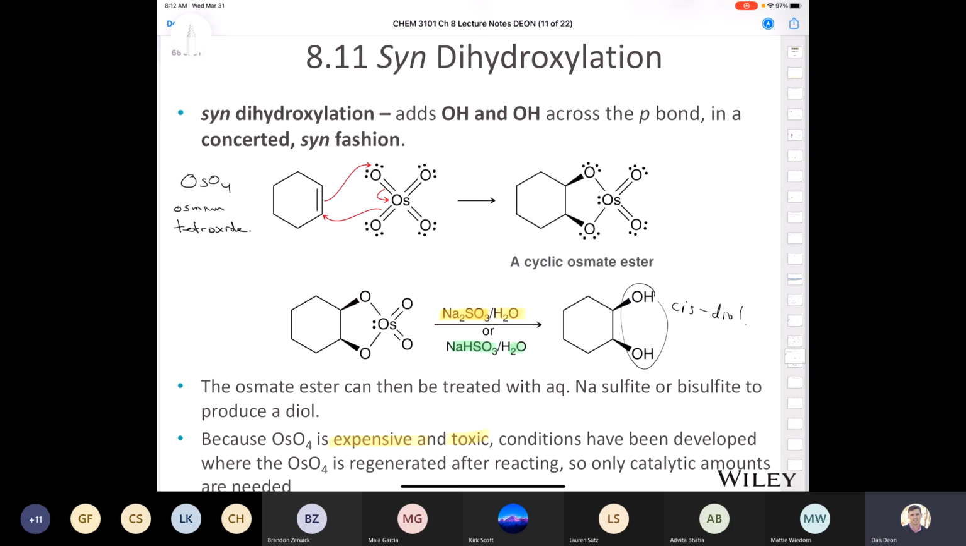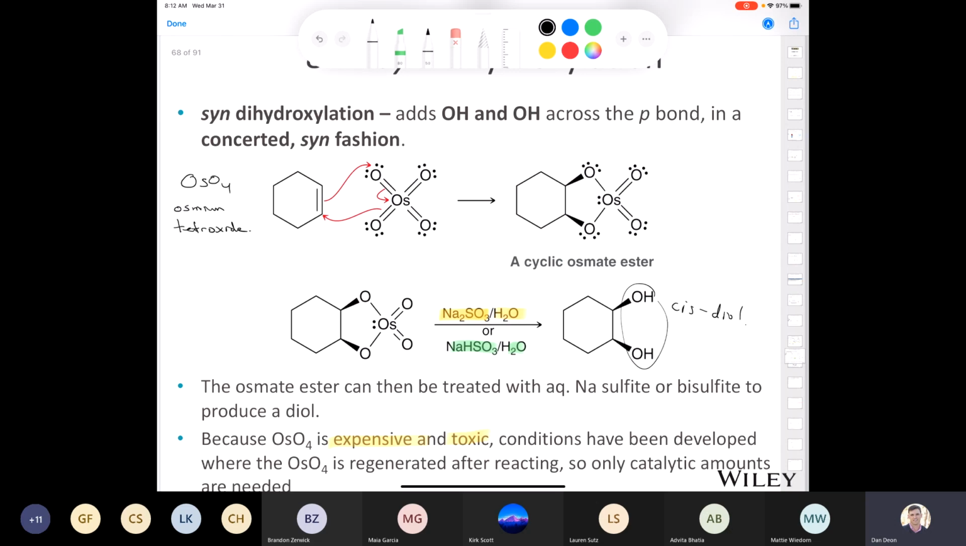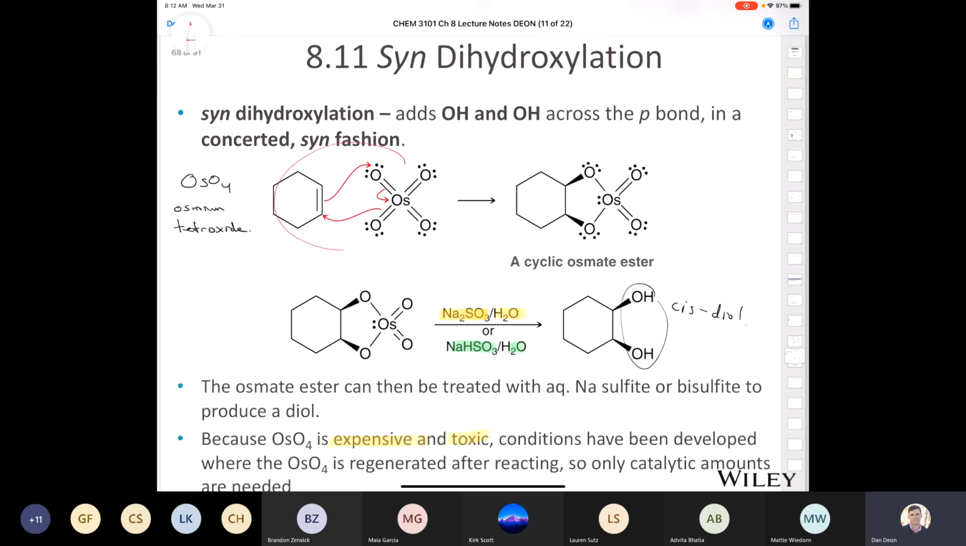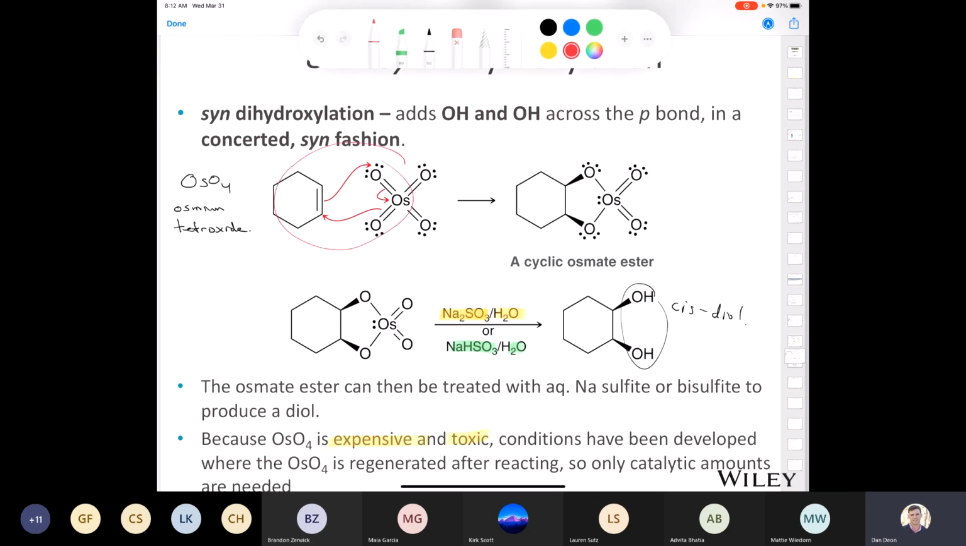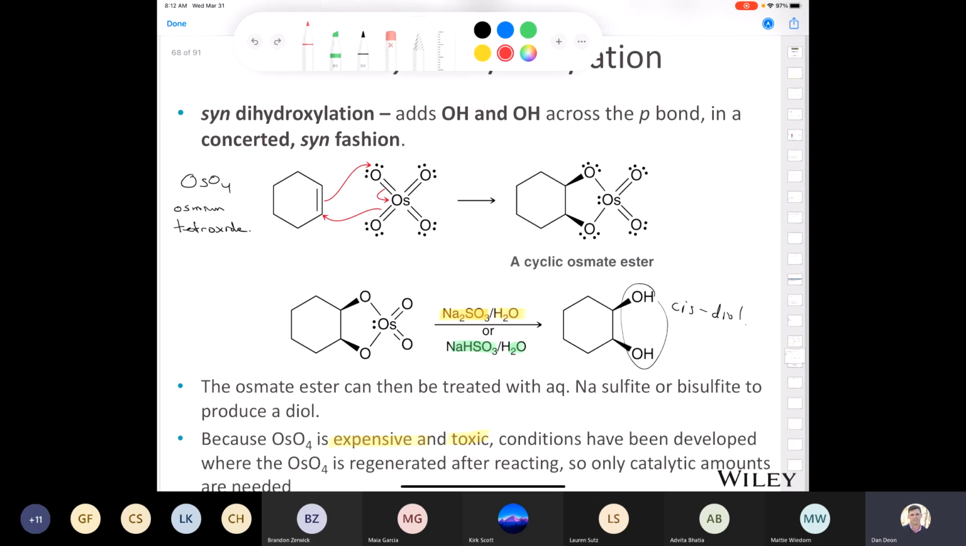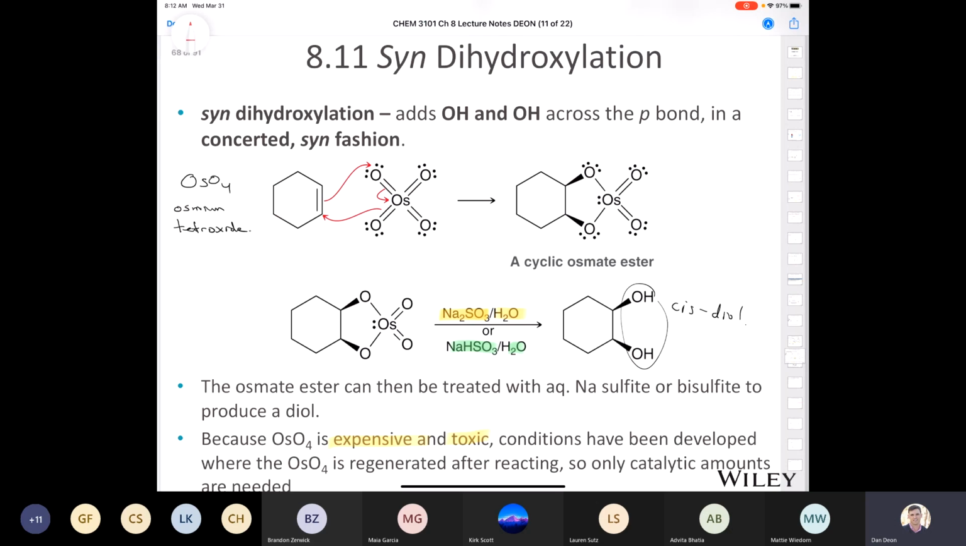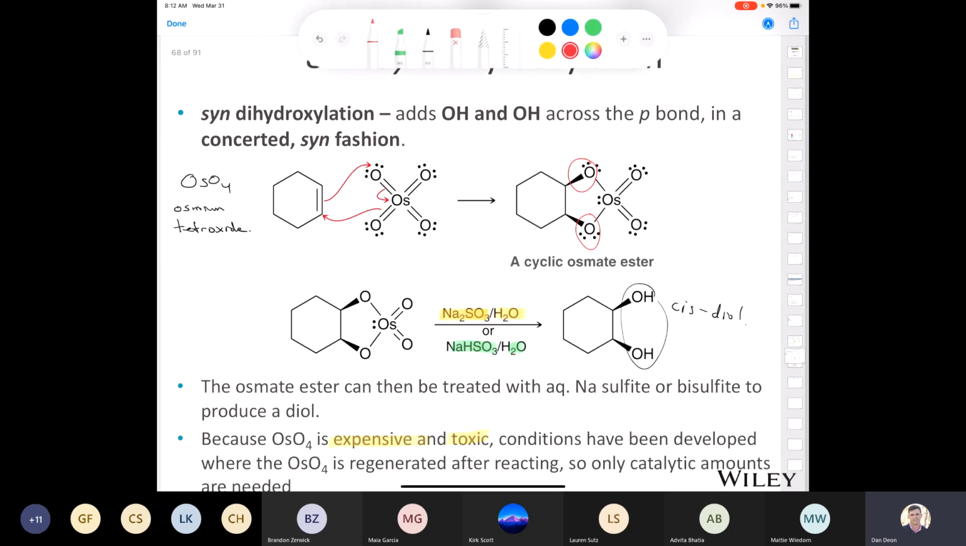But as long as you know and understand that this mechanism is a concerted process, right? It all happens at the same time, then you would know that the cyclic osmate ester is going to end up with both of the bonds to oxygen being on the same side of the molecule. And therefore, when we do the workup or the second part of the reaction with sodium sulfite or sodium bisulfite, we end up with a cis diol, right? We end up with both of those hydroxyls on the same face of the molecule.